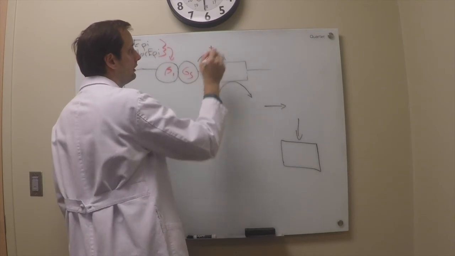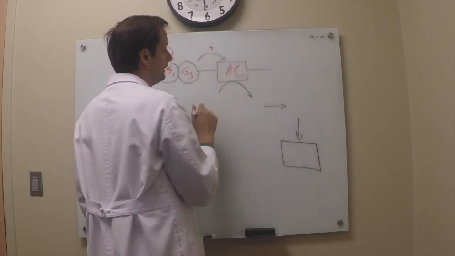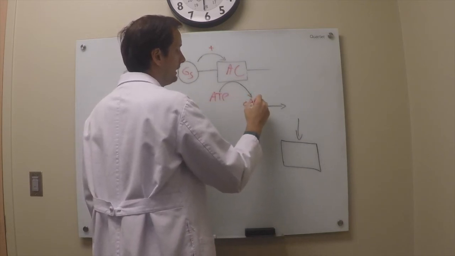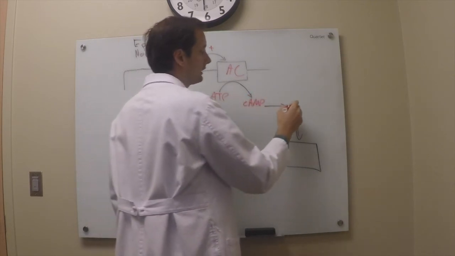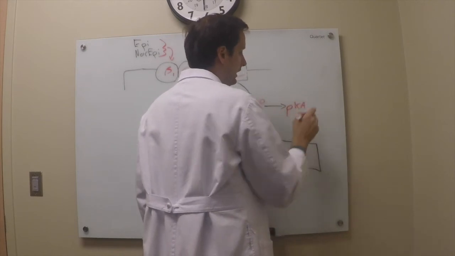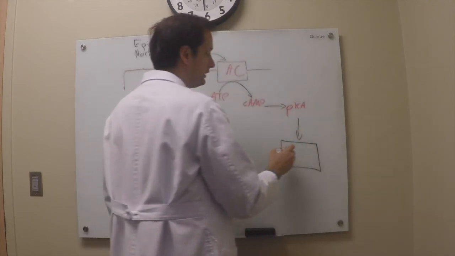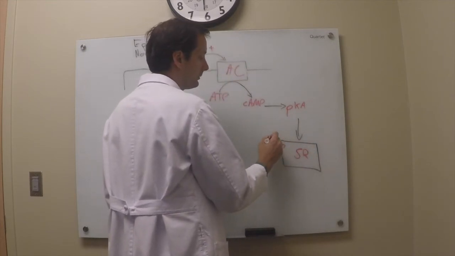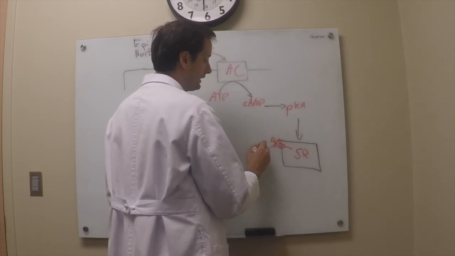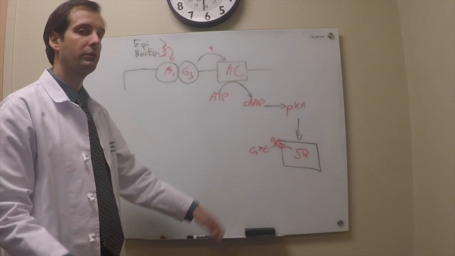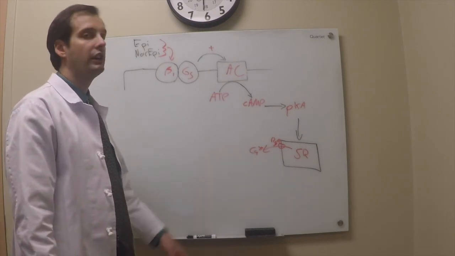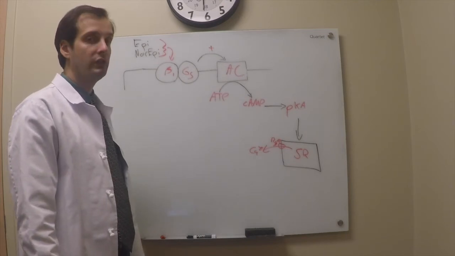This will activate our adenyl cyclase, which will take ATP and convert it to cyclic AMP. Cyclic AMP will activate our protein kinase A, and this time we'll follow protein kinase A towards our sarcoplasmic reticulum, where, when our ryanodine receptors are stimulated, we will have increased calcium efflux from our sarcoplasmic reticulum, increasing the intracellular concentration that can be utilized for binding our troponin C.